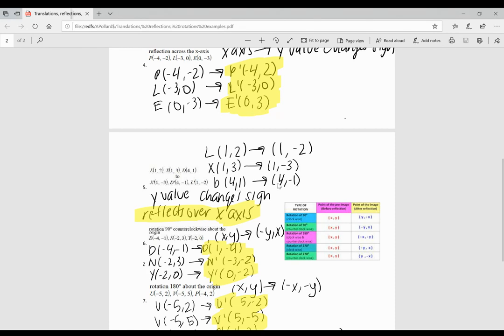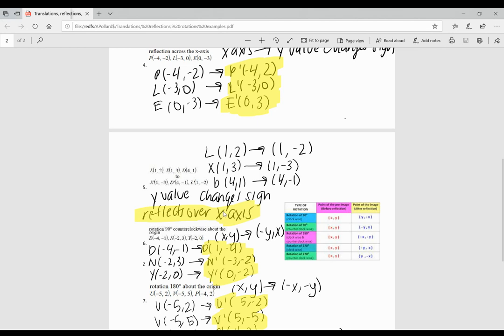So now I'm going to look at the 2 points and see what changes. From 1, 2 to 1, -2, a negative is on the y. 1, 3 to 1, -3, a negative is now on the y. 4, 1 to 4, -1, a negative is on the y. So whenever the sign of the y value changes, we know it reflects over the x-axis, and that will be our final answer.